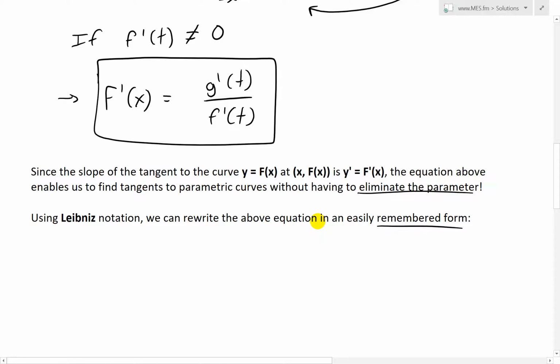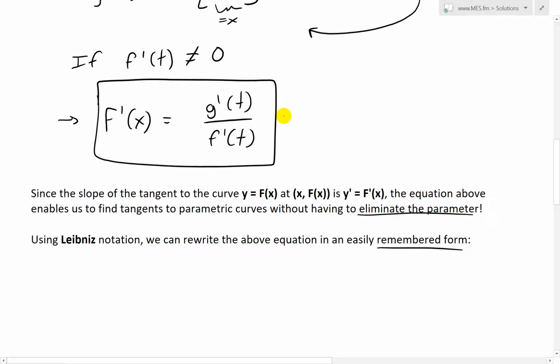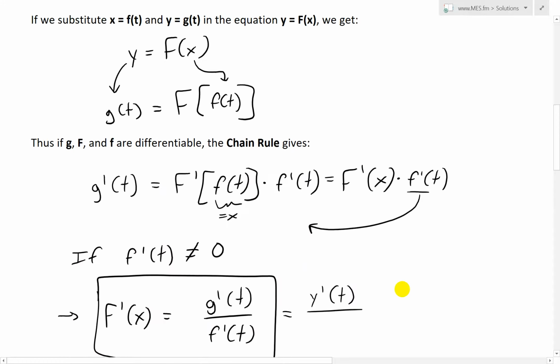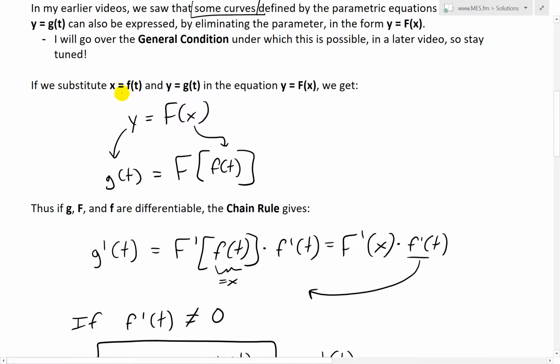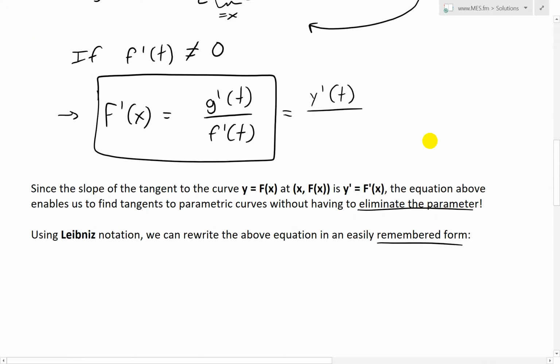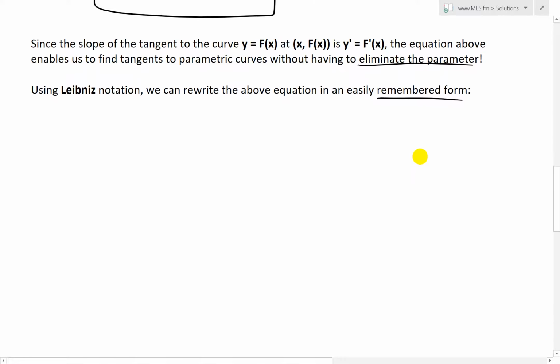And one thing we should note is that this g of t is the same thing as writing, remember, y equals g of t. This is y prime of t. So when you write y as a function of t, which is y equals g of t, and then x equals f of t, this is the same thing as writing x prime of t, like this. And Leibniz notation, I'll put the link below for Leibniz notation.